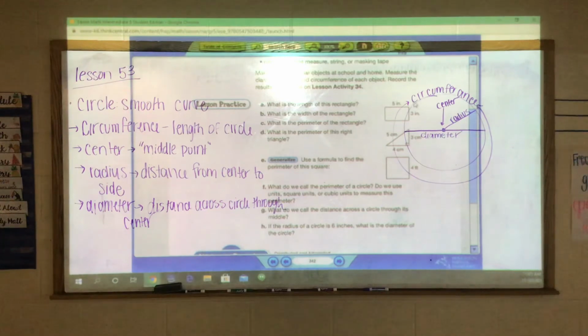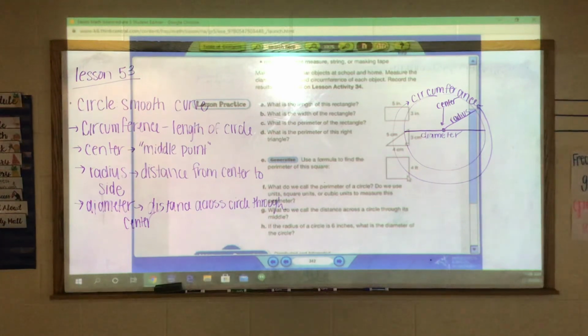The perimeter is all the way around. So 5 plus 3 is 8, plus 5 is 13, plus 3 more is 16. So it would be 16 inches. What's the perimeter of this right triangle? You have to add up 5 plus 3 plus 4. Well, 5 plus 3 is 8 plus 4 is 12. Use the formula to find the perimeter of the square. Well, it's a square, so all the sides are the same length, right? So we have 4 plus 4 plus 4 plus 4, or 4 times 4.